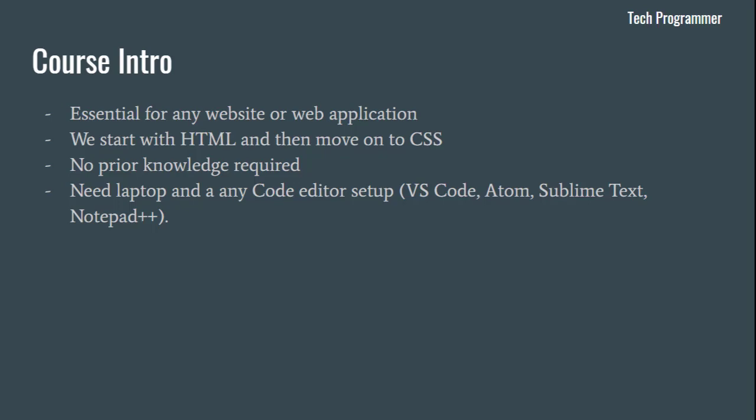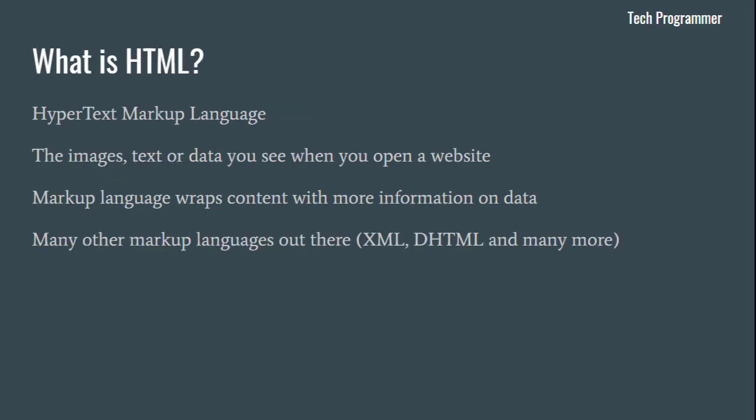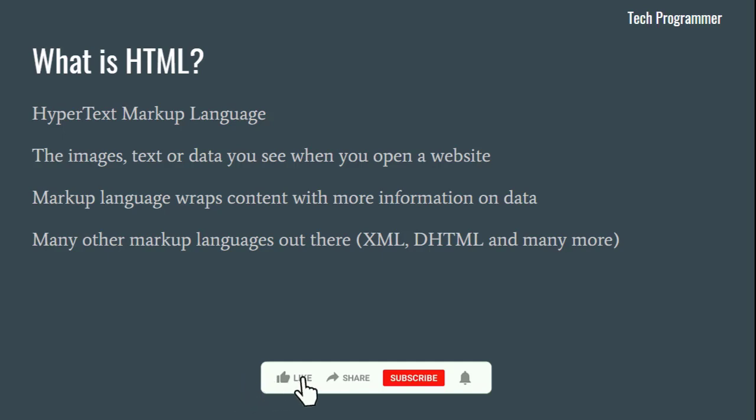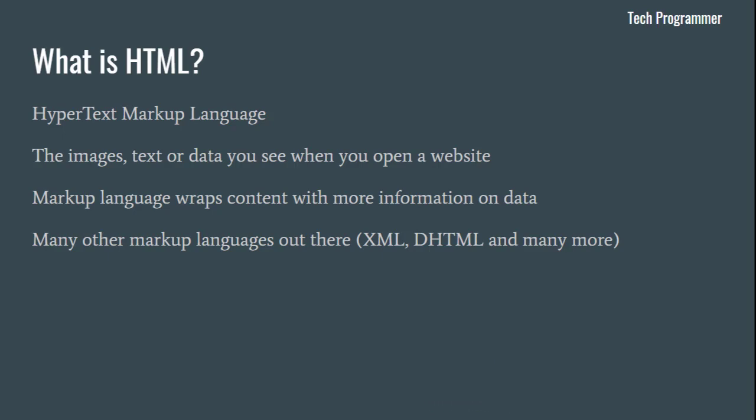Now let's talk about what HTML is. HTML stands for Hypertext Markup Language. It's a markup language. Any text, image, or data you see on any of the website or web application are actually written using HTML language. Markup languages wrap the content with some more information about the data. It provides some context about the information it's wrapping, and that's what helps applications to represent them differently.